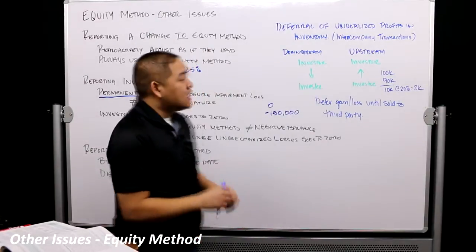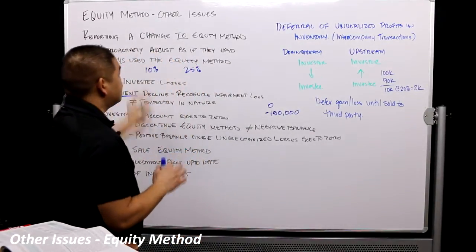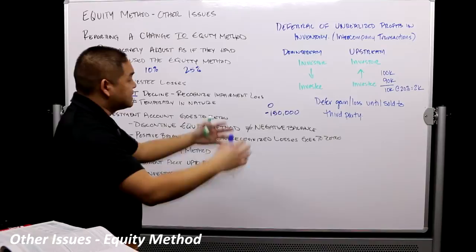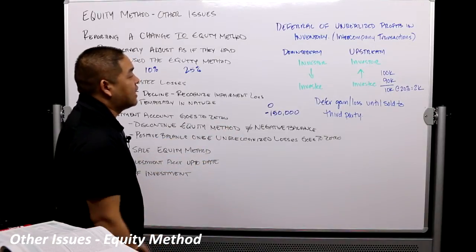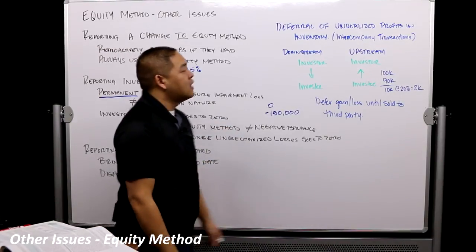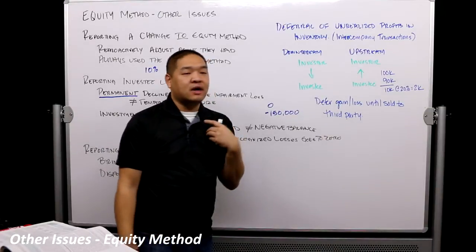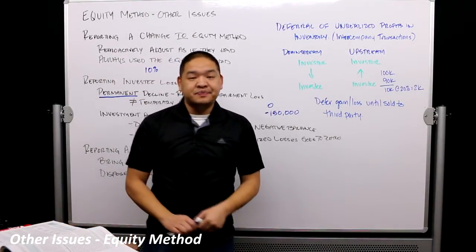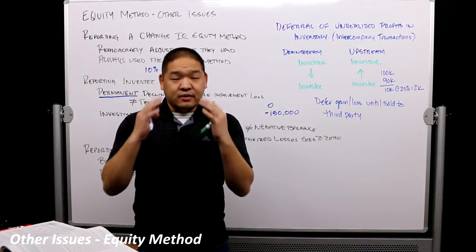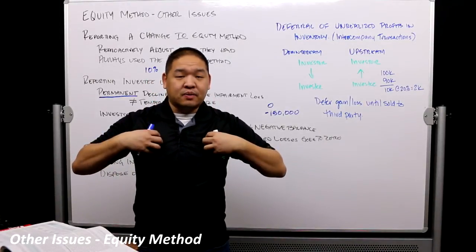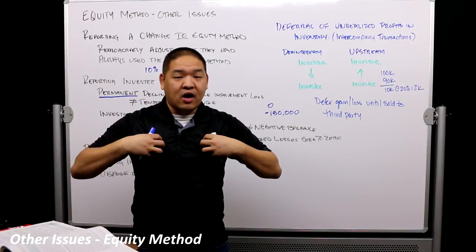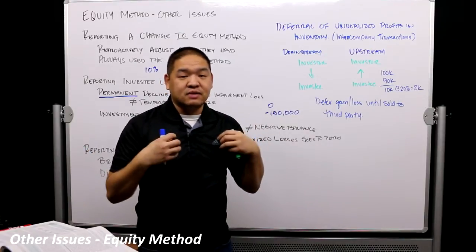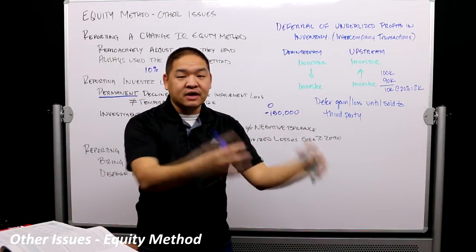All right. Kind of unrelated to these, but also sort of related to this, is this idea of deferral of unrealized profits in inventory, what I like to call intra-company transactions. Under consolidation, and remember, consolidation is like me as a corporation, as an investor, I own the investee. Let's assume that it's a sub of mine, which means I own everything of theirs.